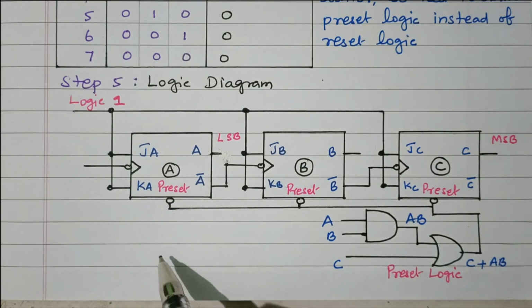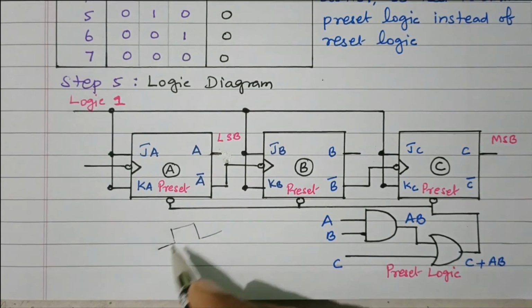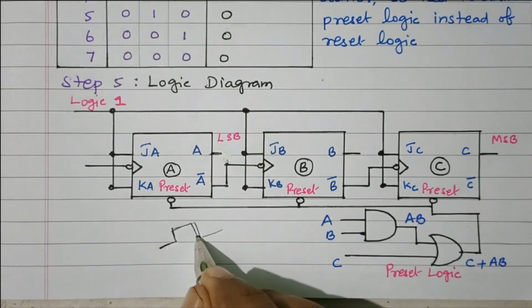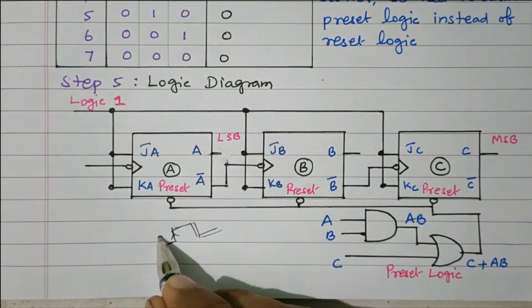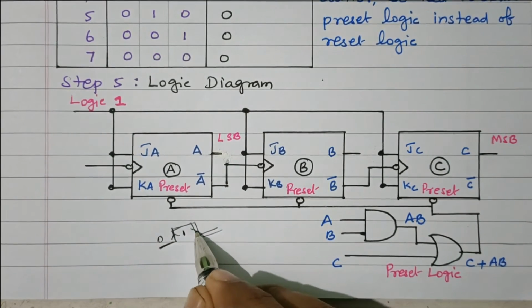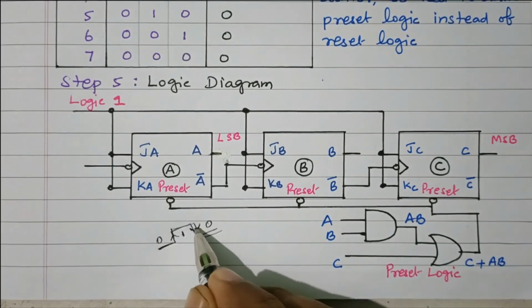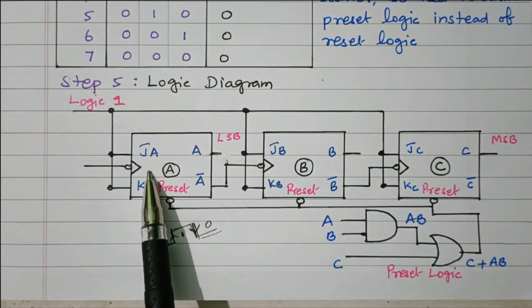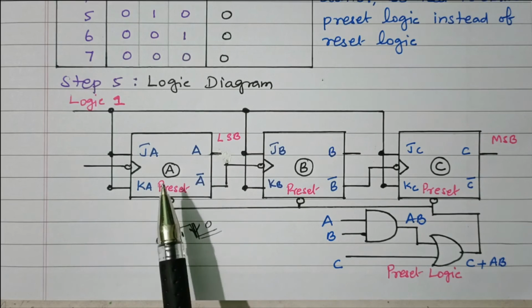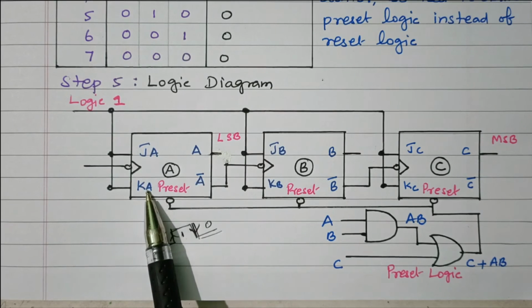What is positive edge and negative edge? So this is the clock pulse. This is positive edge, changing from 0 to 1. This is negative edge, 1 to 0. So during every negative edge of the clock pulse, this flip-flop will toggle because both are high.